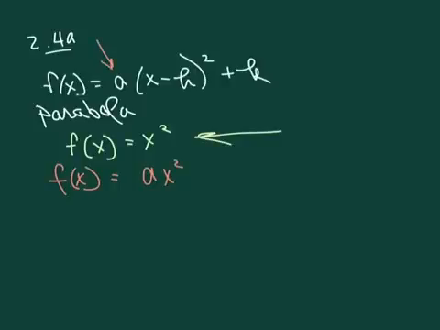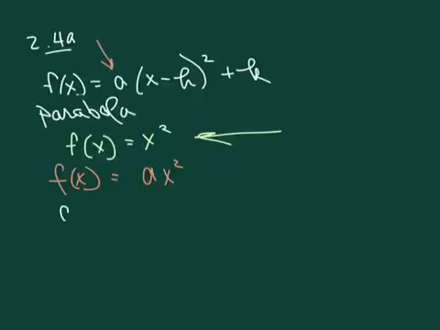If I put a number in front of the x squared, that gives me a vertical stretching or shrinking, with a reflection across the x-axis if this a is a negative number. If this a is a positive number, it'll stretch or shrink. If the a is less than 0, if it's a negative number, then it will not only stretch or shrink, it'll also reflect across the x-axis.